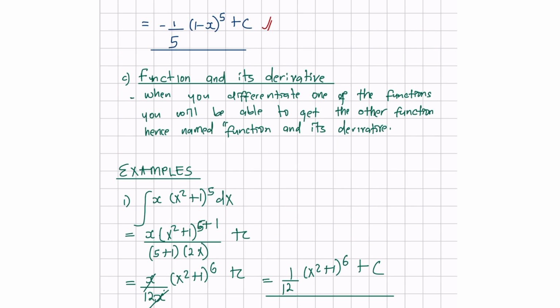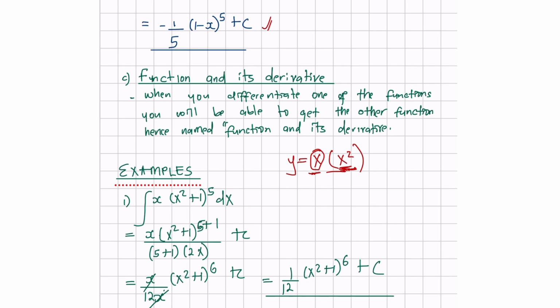So if you are given y is equal to x, then you also have x to the power of 2, like this one. So x here is the derivative of x squared. If you differentiate one of these, either this one or this one, you're supposed to get the other one. That's what we mean by a function and its derivative.